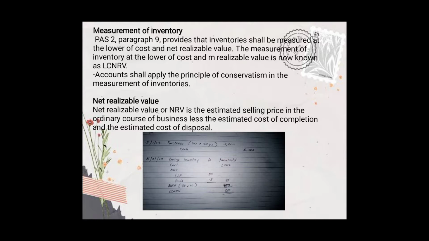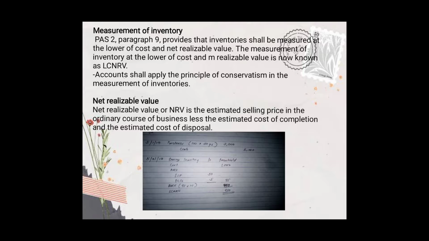So now, how to measure inventory. Measurement of inventory in PAS 2 paragraph 9 provides that inventories shall be measured at the lower of cost and net realizable value, and it's much more known to everybody as LCNRV. So it is expressed in the standards that inventories shall be measured at the lower of cost and net realizable value. Now, before digging deeper into this, let's first define what is LCNRV.